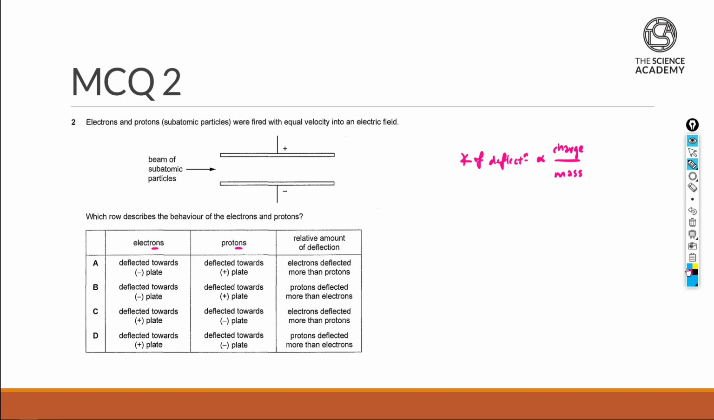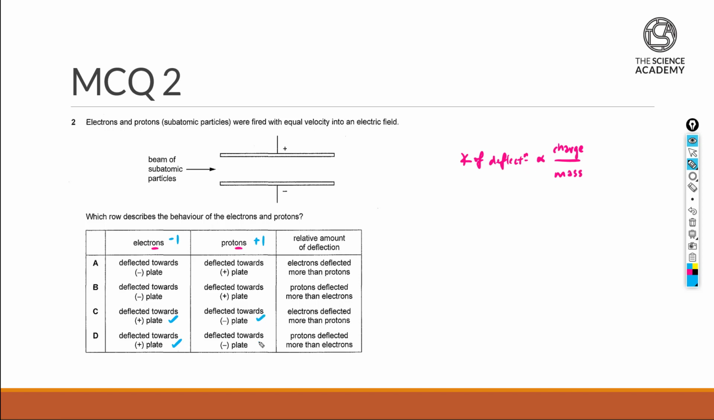So based on this, I know that protons is going to have a relative charge of +1 and electrons is going to have a relative charge of -1. So just based off the charge of the particles, you know that they should be deflected towards the opposite charges. So definitely electrons should be deflected towards the positive plate, and on the other hand, protons should be deflected towards the negative plate.